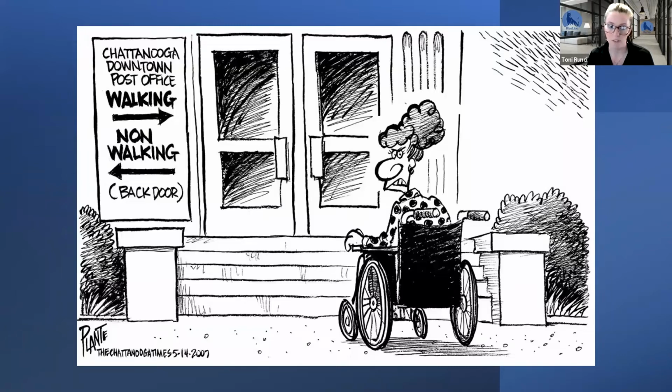So the downtown post office, this is not obviously employee specific, but it could be if she was an employee of the downtown post office walking here, non-walking back door. So we do have to be careful with some of our accommodations, depending on what they are, to make sure that even in our accommodation, we're not humiliating somebody or making it difficult for them to meet those accommodations, or uncomfortable, or singling them out in a way that puts them in the limelight in a negative way.